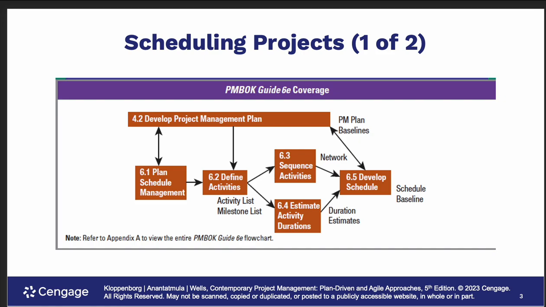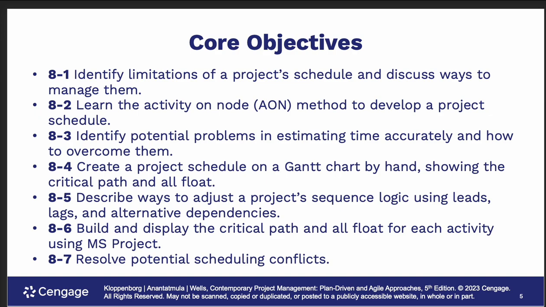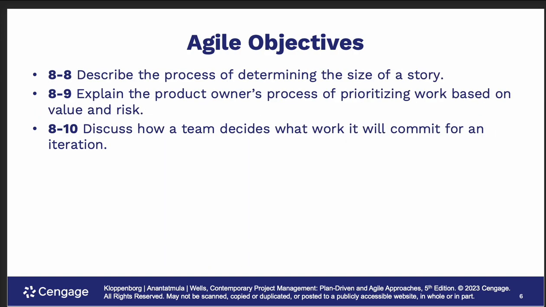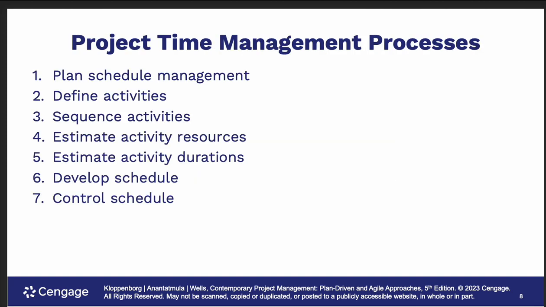So there's the scheduling of projects, the layout. There's the overview in the text. Core Agile examples, project schedule management. So, project time management process.